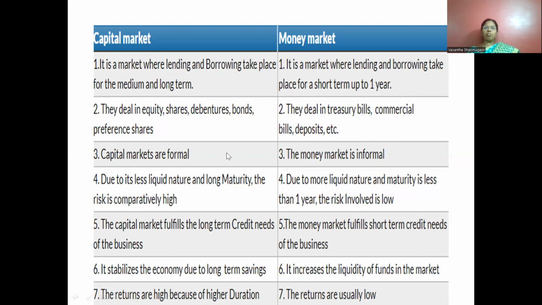Capital markets are formal, money market is informal. Due to its less liquid nature and long-term maturity, the risk is comparatively high in the capital market. When the period is lengthy, the risk also increases in proportion to the period: high risk, high return; low risk, low return, that is applicable. Due to the more liquid nature and maturity of less than a year, the risk involved in the money market is less when compared to the capital market. The capital market fulfills the long-term credit needs of the business, but the money market fulfills the short-term credit needs of the business.